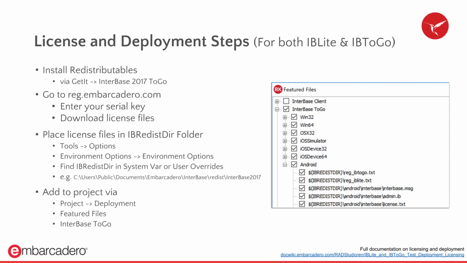Once you have your license file, you need to find the path to the IB redist folder. This is defined in your environment options in Tools Options. Usually it's the path you see there, but it could be different on your system, especially if you've created a user override. Once you've done this, that's the initial setup you have to do. To add it to your project, all you do is go to Project Deployment, click the Featured Files button, and select InterBase To Go.